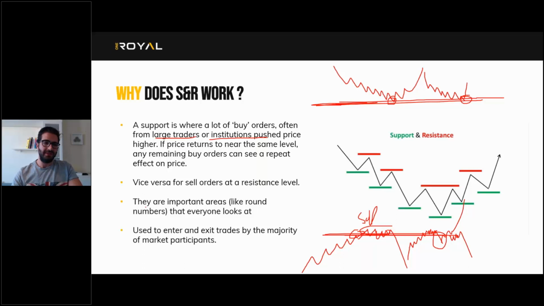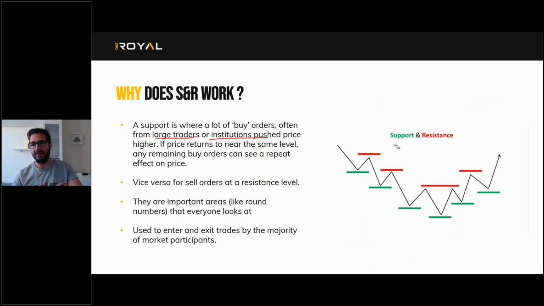So everyone looks at those areas, so you should use them to find trading ideas close to those areas. Maybe buying, selling, it depends on your strategy and your trading style. This is one reason why they work, because every large trader and financial institution looks at them or uses them for liquidity purposes. Everyone looks at them, and they are used as entry and exit areas.